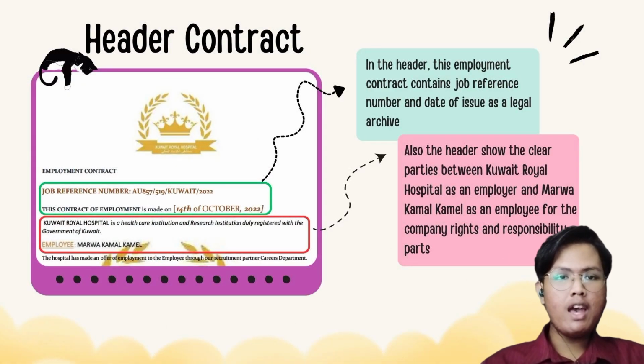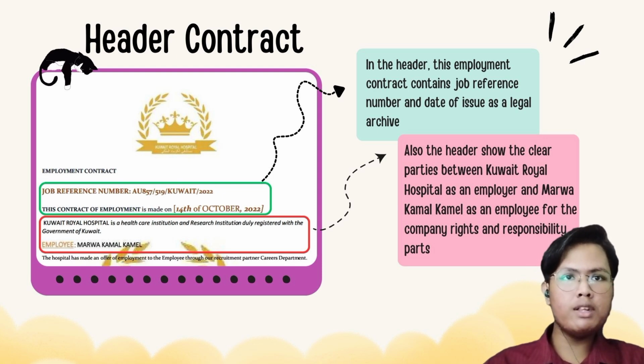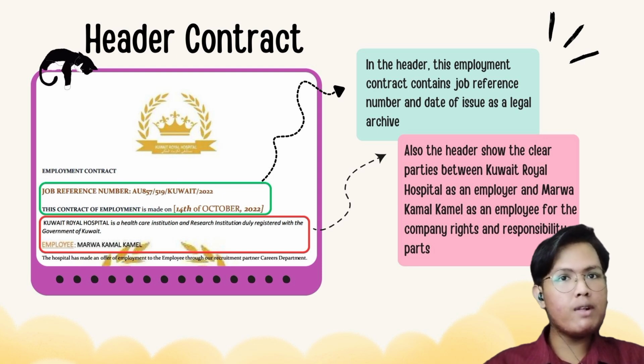Now, we're facing the header of the contract. In the header, this employment contract contains a job reference number and date of issue as a legal archive. Also, the header shows the clear parties: Kuwait Royal Hospital as the employer and Marwa Kamal Kamel as the employee, for the company's rights and responsibility parts.